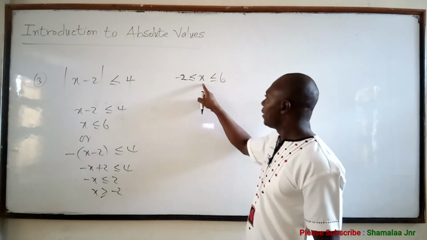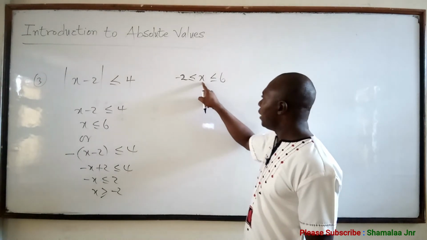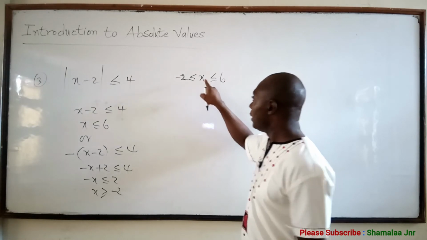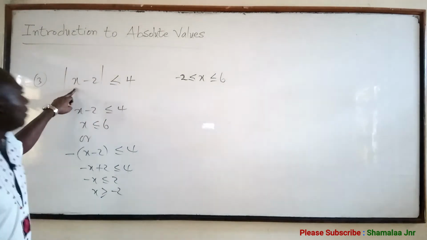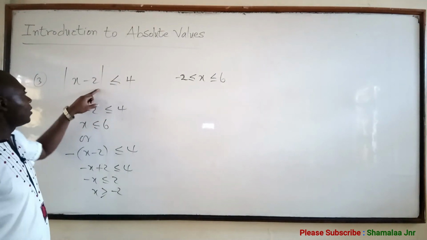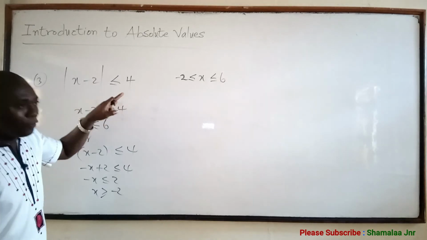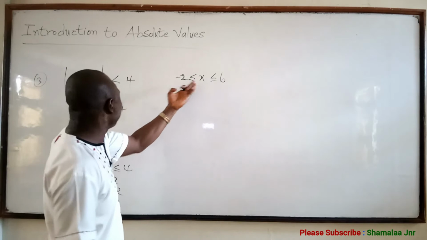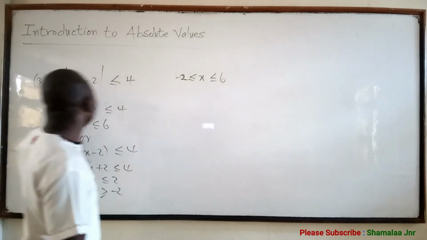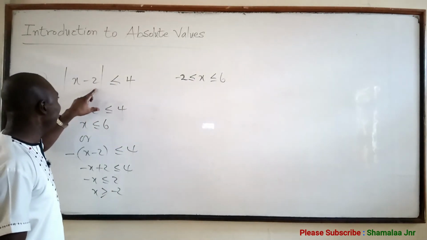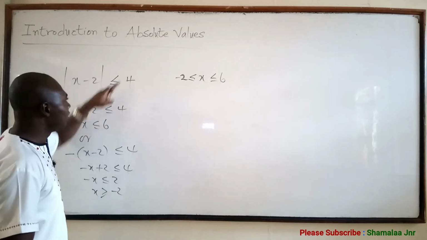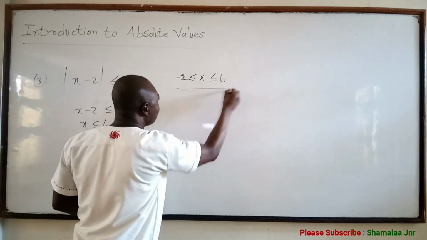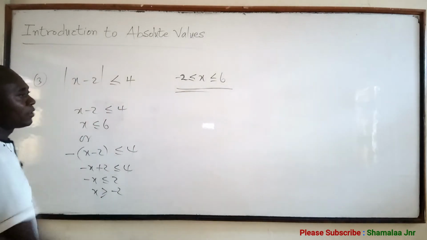Now, if you pick a value here, say 6, which satisfies this inequality, you put 6 here. 6 minus 2 will be 4. The absolute value of 4 is 4, and it's equal to 4. So the equality condition holds. If you pick, say, 5, you put 5 here, 5 minus 2 is 3. The absolute value of 3 is 3, and it's less than 4. So any value which satisfies this one will satisfy this. So this is the solution.